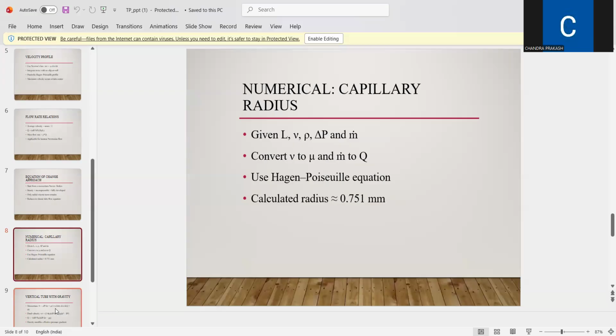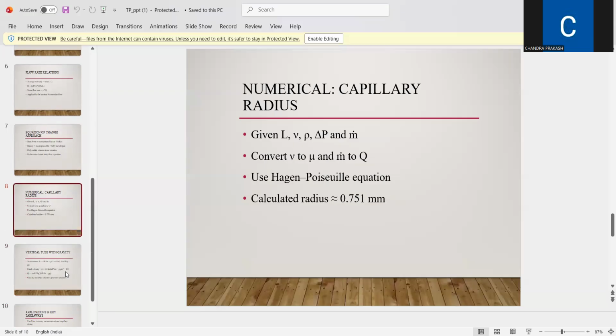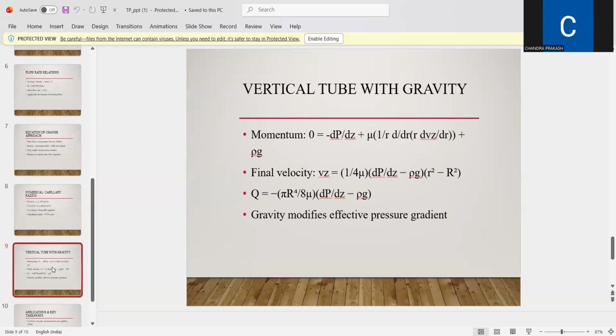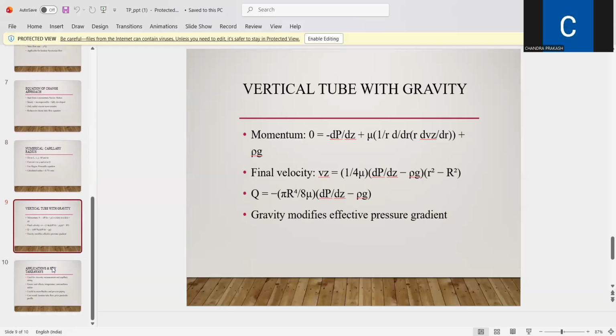Vertical tube with gravity. Now we consider flow in a vertical tube. Gravity adds an additional force term. Effective pressure gradient becomes pressure minus rho into g. So velocity depends on both pressure and gravity.